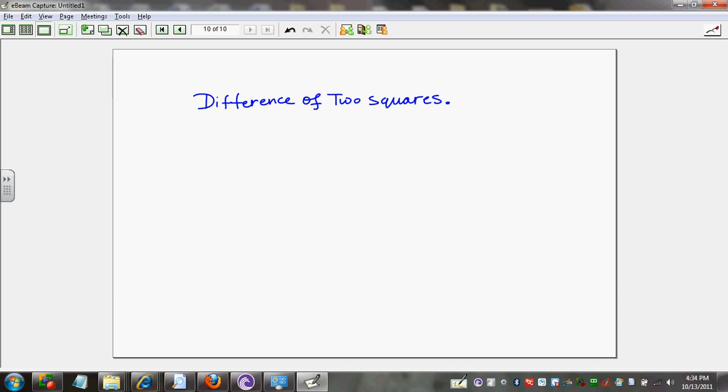Okay, so under this topic, which is the difference of two squares, I'd like you to write the note. And the note is the difference of the squares of two numbers. Don't write that, but it's commonly referred to as the difference of two squares.